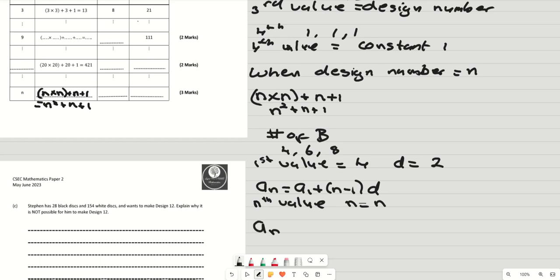So it's going to be A_n is equal to A_1. Instead of A_1, you put your first value, which is 4, plus, open bracket, wherever we see n we put an n, so that's n minus 1, close bracket, times your difference, 2. Now let's open this out. This is 4 plus, whenever we see a number right outside the bracket, you have to multiply it by each term inside. So that's 2 times n, which is 2n.